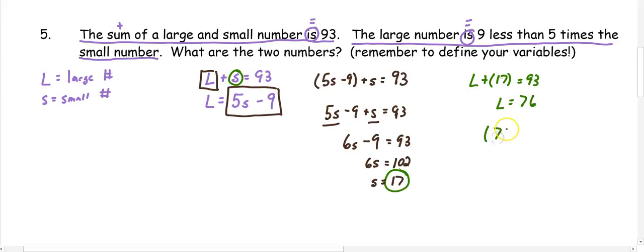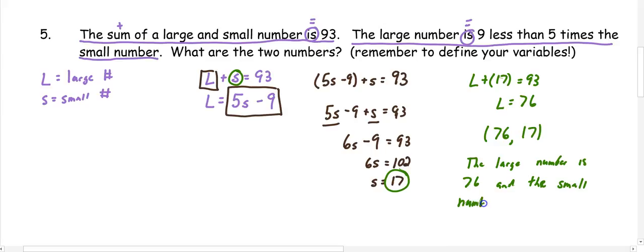So our ordered pair, remember, goes in alphabetical order if they're not x's and y's. So L is 76, S is 17. Remember, because it's a word problem, we also need to write a sentence. So we're going to say the large number is 76, and the small number is 17.